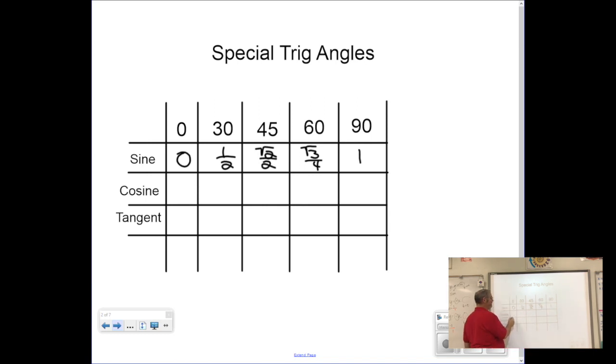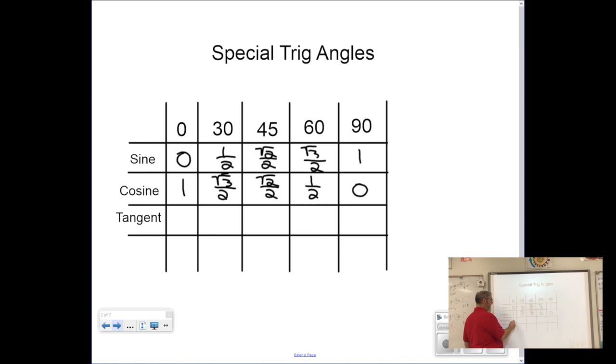The cosine of 0 is 1. The cosine of 30 is square root of 3 over 2. Whoops, I made a mistake here. It's square root of 3 over 2, not 4. I think I said 2, but who knows. Square root of 3 over 2. This is square root of 2 over 2. This is 1/2. And finally, the cosine of 90 is 0.